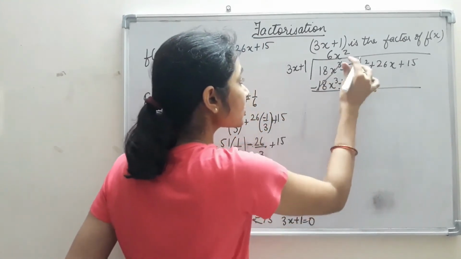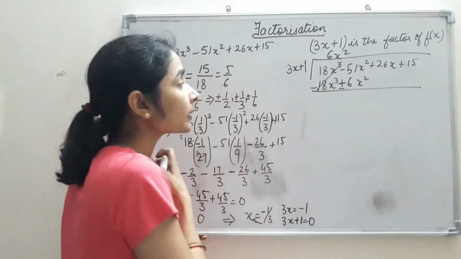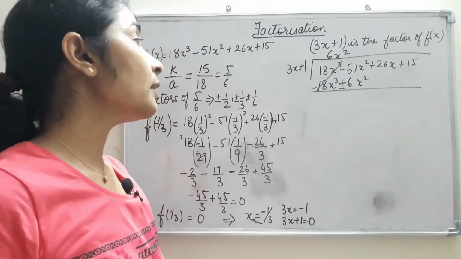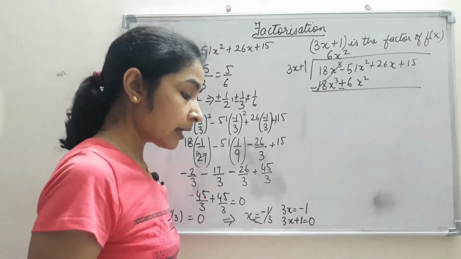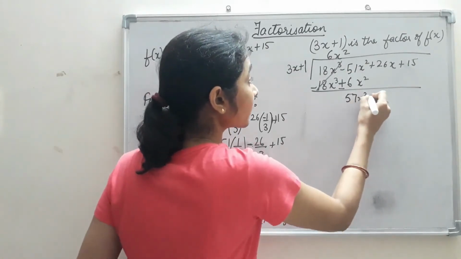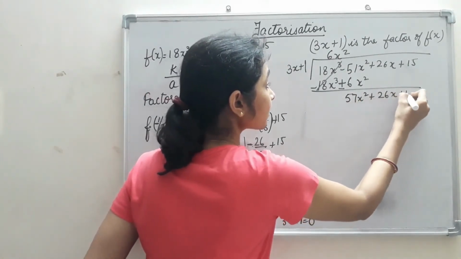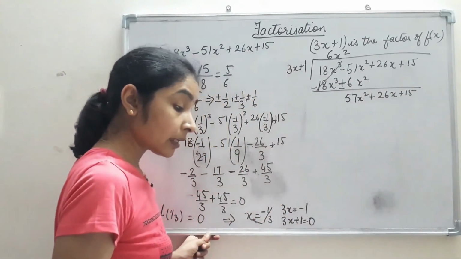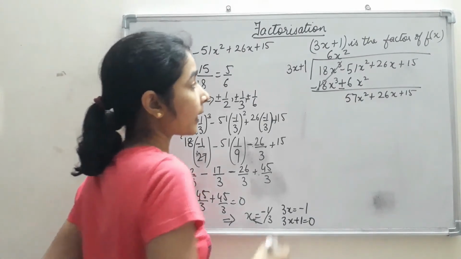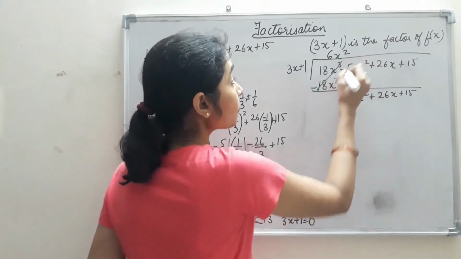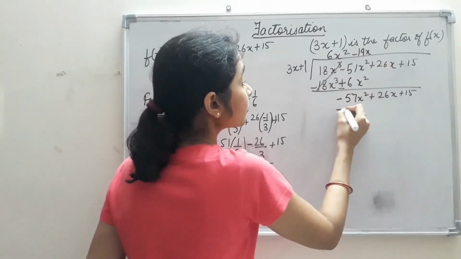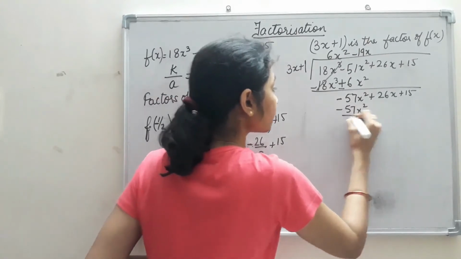Minus cancels, minus, both of them will be added, and what do I get here next? 51 and 6 gives me 57. So there I get 57x square. Rest of the terms will remain as it is. Okay, now what should I multiply to 3x to get 57x square? 19 3s are 57. So it is negative here, negative 19x. Okay, so negative 57x square.